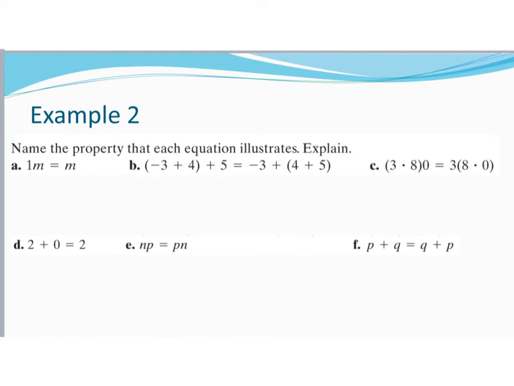And example 2 is similar to example 1, so I would suggest that you pause the video, try to do this on your own, and then come back and double check your answers. So for part A, we're going to name the property that each equation illustrates, and then we're going to explain. So I have 1 times m equals m. Because I am multiplying m by something and getting m out at the end, this is going to be the identity property of multiplication.